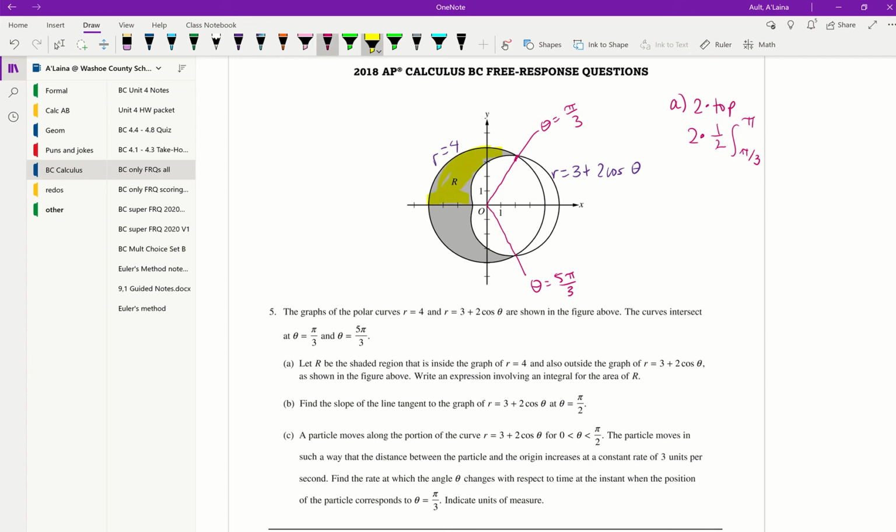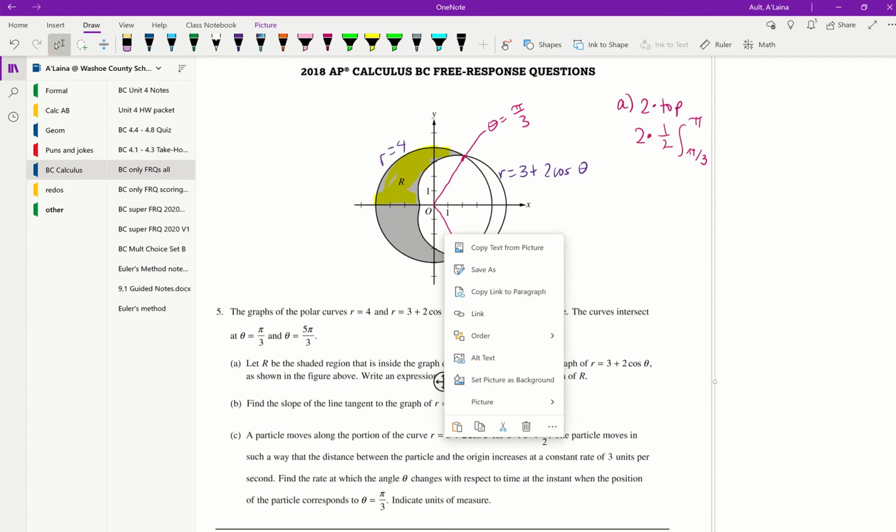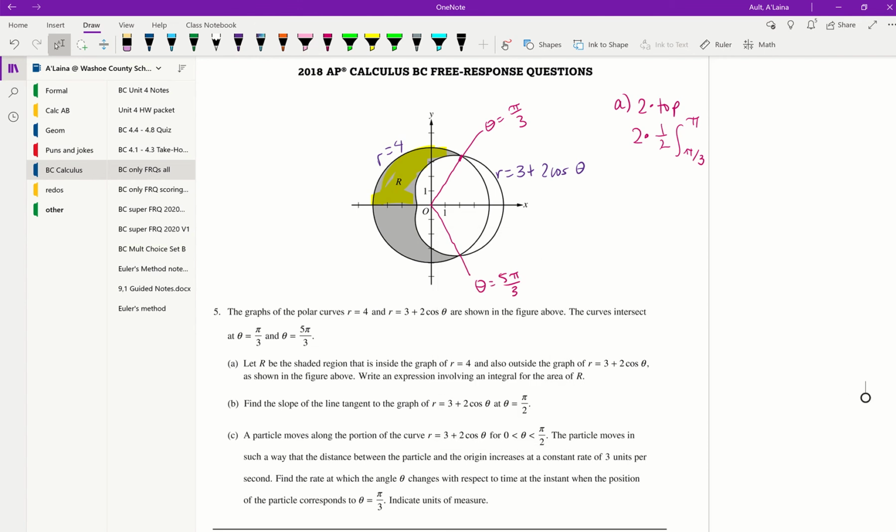And then I want to do the big radius squared minus the small radius squared. Remember, the big radius is the outer boundary. So that would be 4. I need to square that radius. And then the smaller radius squared would be 3 plus 2 cosine of theta, quantity squared, and then d theta. This is different than the answer that they put on the scoring guideline, but it is correct. All right. We only had to write it. We didn't actually have to evaluate it.